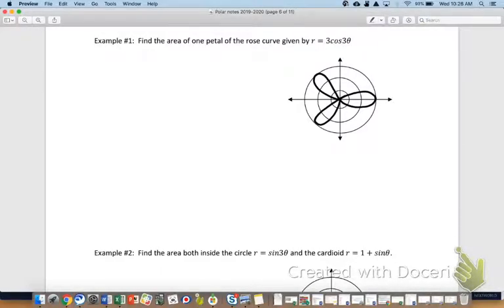How do you know there's 3 petals? Oh yeah, so the petals are the coefficient. If it's going to be a rose like this one, the coefficient on theta, if it's odd, then that's how many petals are on the rose. If it's an even number, so if it was like 2 theta or 4 theta or whatever, then the number of petals is double that. So if it was 4 theta, then it would be 8 petals.